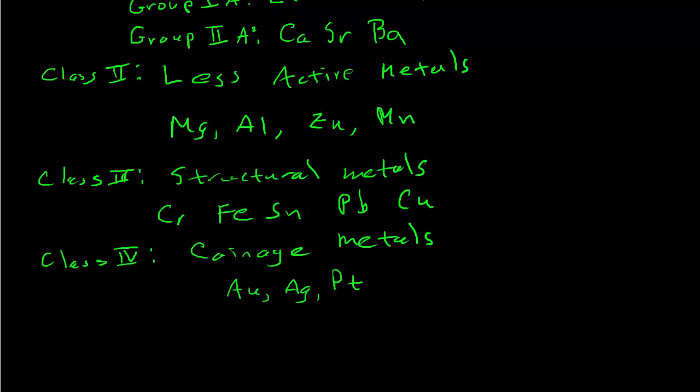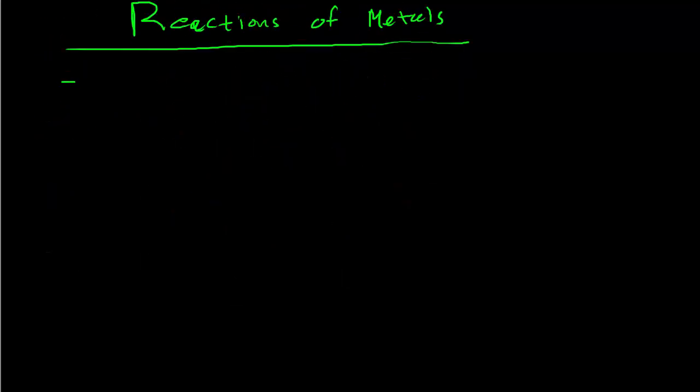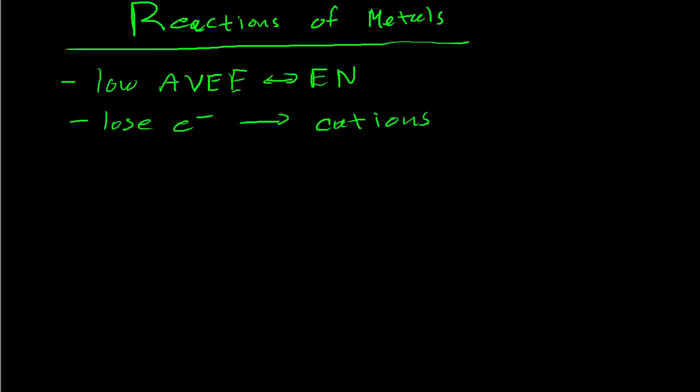So let's talk a little bit about the kind of reactions that metals can do. One thing we know about metals is that they tend to have a low average valence electron energy, which of course goes along with electronegativity, and this means that they do not hold on very tightly to their valence electrons. So a lot of their chemistry is dominated by losing electrons to other kinds of elements. So they tend to lose electrons in chemical reactions to form cations. And you'll remember that cations are things with positive charges. So they're going to form ions typically, and they're going to lose electrons. That's a dominant form for their chemistry.